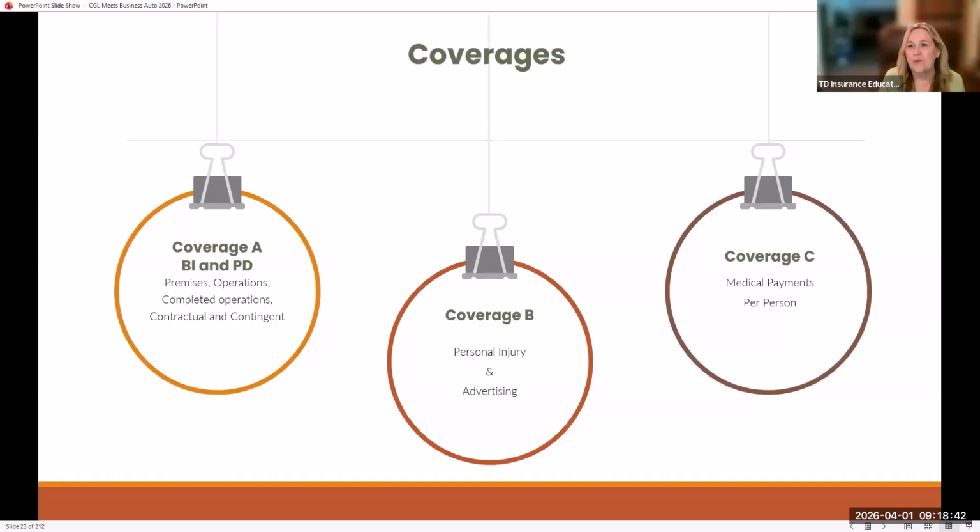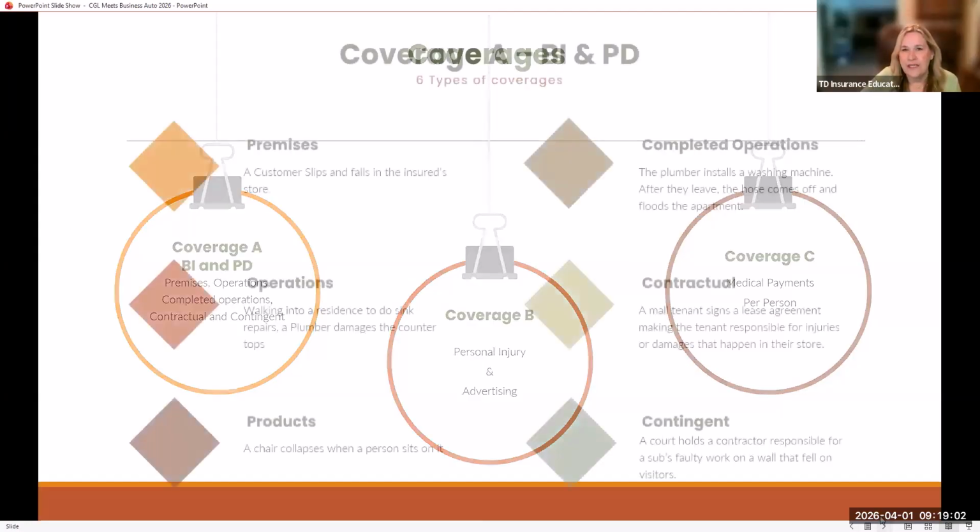And then coverage C is medical payments per person. Very similar to the homeowner policies. What if somebody slips, a third party slips on the premises, and the business isn't legally liable? They weren't negligent, but the customer just slipped and fell. And so it's a no fault coverage, just like you have in the homeowner world. Okay, so we'll talk about these three coverages here.